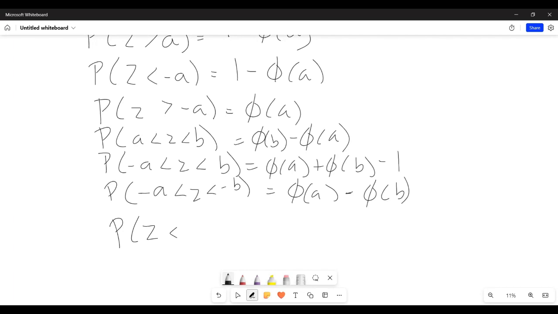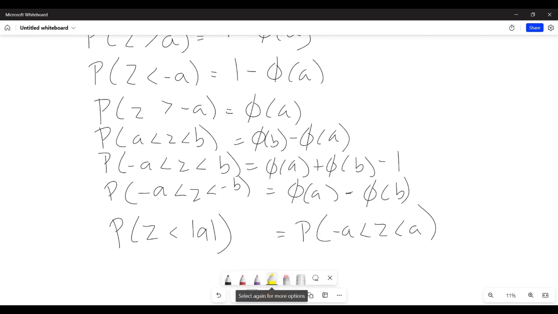What if it's probability z is less than modulus a? So that means probability z is in between minus a and plus a. Okay.